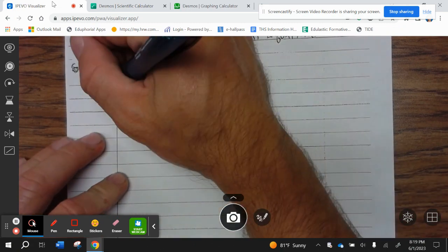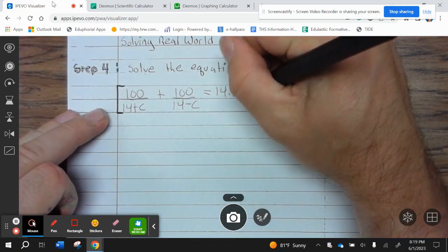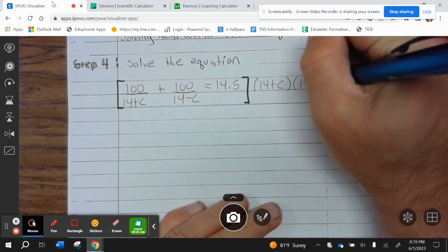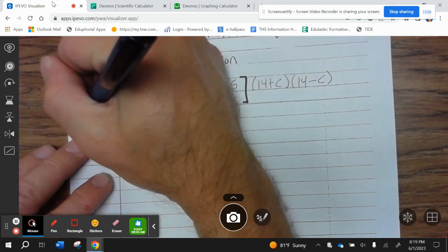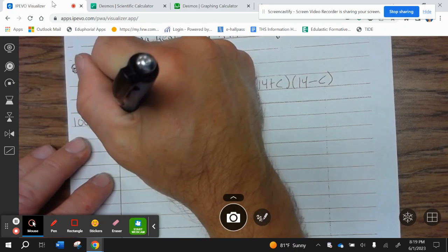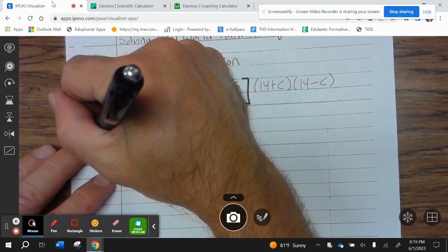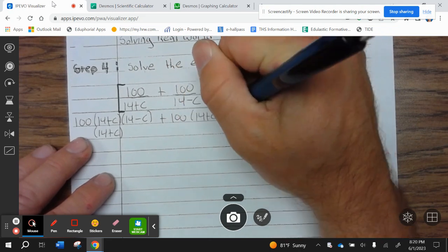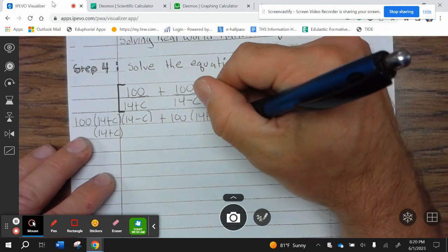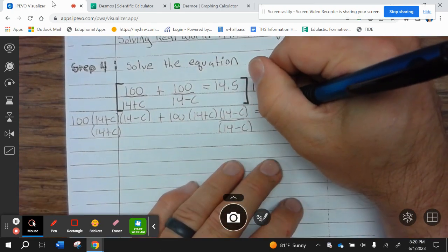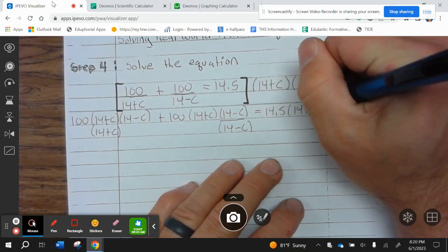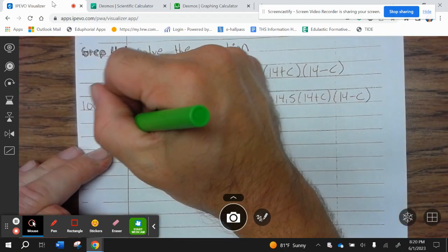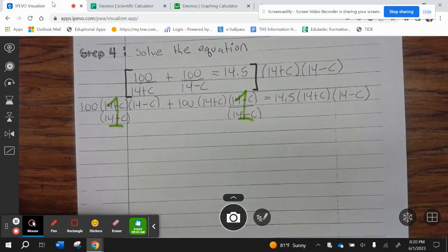All right, so we need to multiply everything by 14 plus C, 14 minus C. So that's 100 times 14 plus C times 14 minus C divided by 14 plus C, plus 100 times 14 plus C, 14 minus C divided by 14 minus C equals 14.5 times 14 plus C, 14 minus C. All right, this divides and becomes 1. This divides and becomes 1. So you have, let's go ahead and multiply.